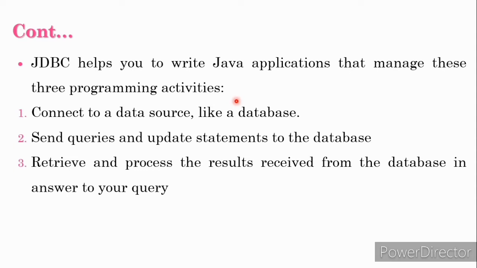JDBC helps us to write Java applications that can manage these three programming activities. The first one is to connect to the data source, like a database. Then send queries and update statements to the database. And it retrieves and processes the results received from the database in answer to your query. JDBC is a platform independent interface between relational databases and Java applications.